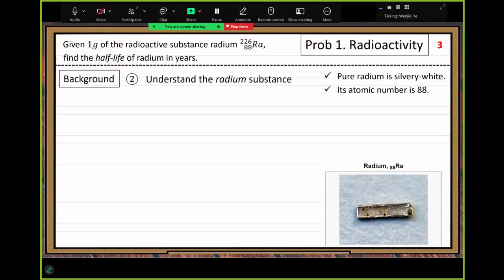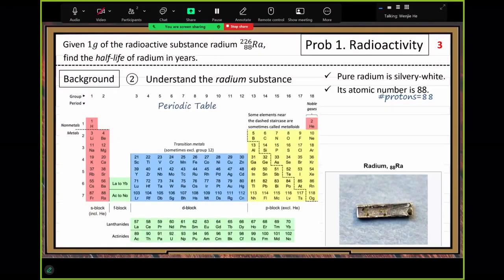But what's the meaning of atomic number, right? Recall what you learned in physics in your high school or middle school. So, what's the atomic number? Good. Excellent. Number of protons. Number of protons equals 88. That knowledge, okay?